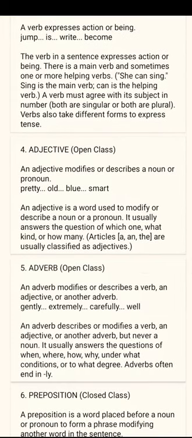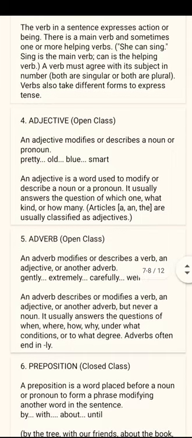Adjective. It's an open class part of speech. Again, adjective, we all know, describes a noun or a pronoun. Pretty, old, blue, smart. So qualities keep on changing. For example, colors. Every day new colors are invented.